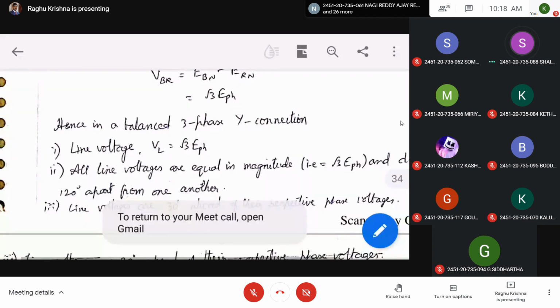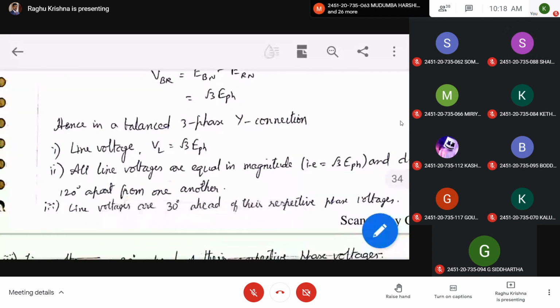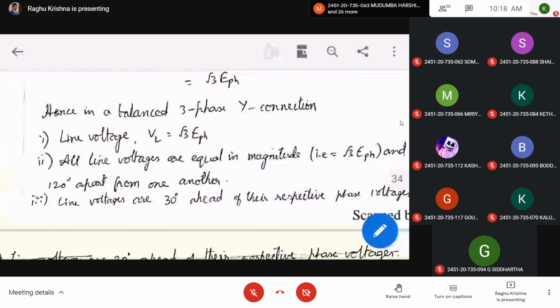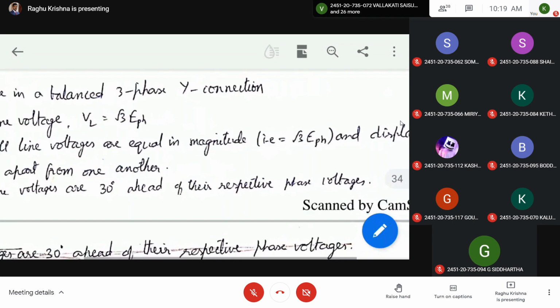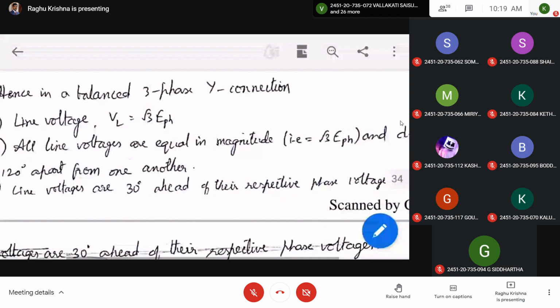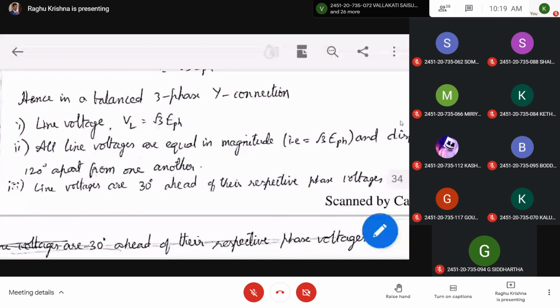Yes, sir. Okay. So, in the last class, I showed the derived relation between VL and V phase. So here line voltage VL is equal to root 3 V phase or E phase. Next, all the line voltages are equal in magnitude. That is root 3 E phase and displaced 120 degrees apart from one another. So you can see in the diagram.